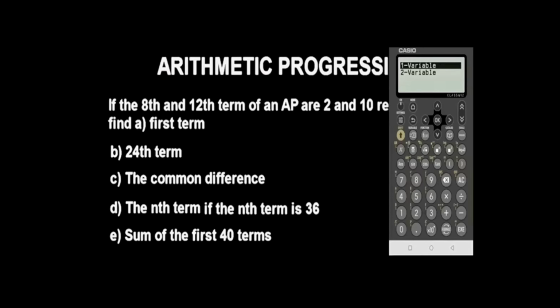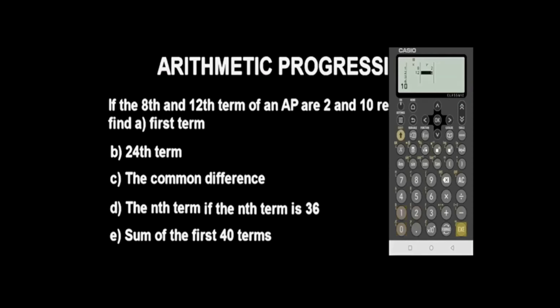So when you get here on the calculator, go for two variable because we are going to work with two variables. Then press execute, input your values. Now your x values will be the number of terms. So in that question we have the 8th term and the 12th term. Then your y values will be what the term is actually in the question. For this question, the 8th term is 2 and the 12th term is 10.